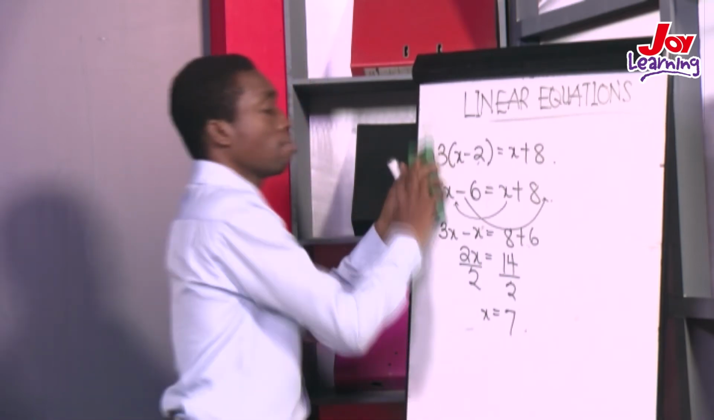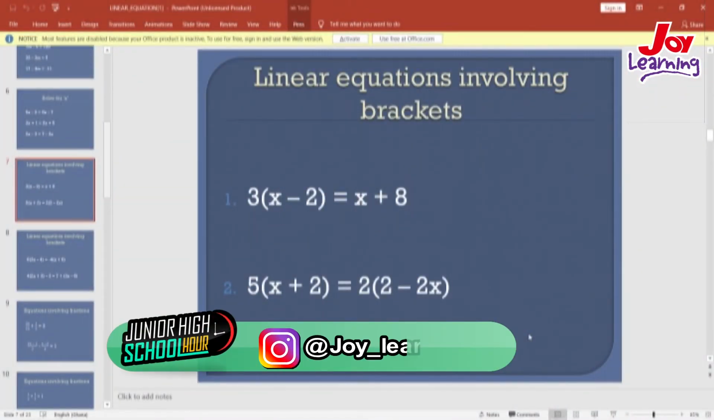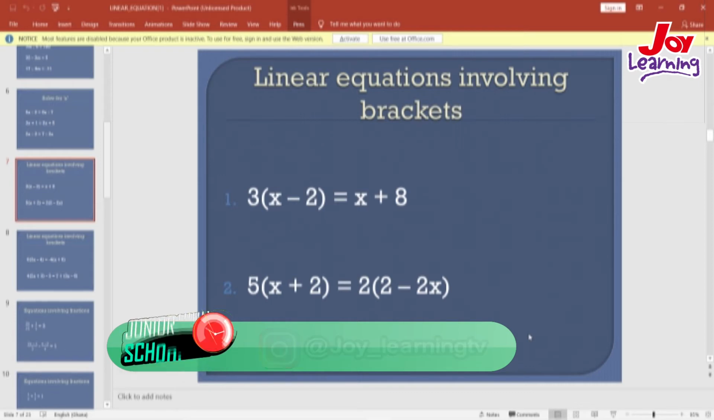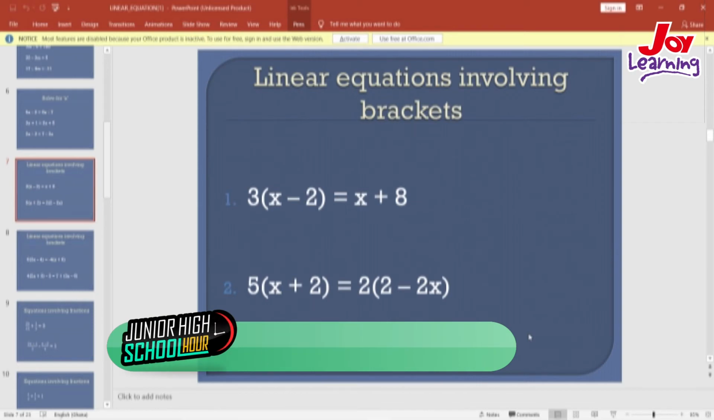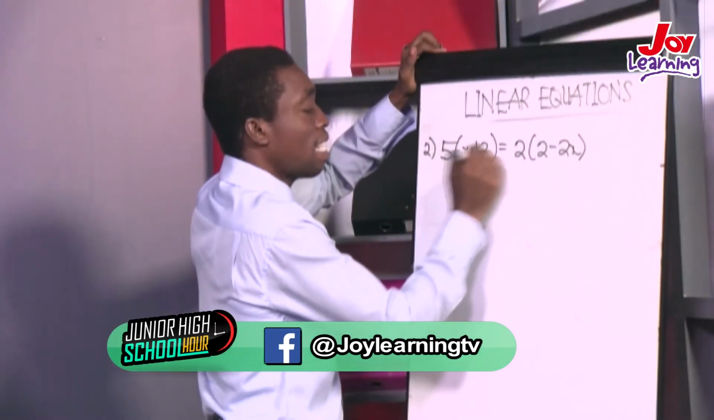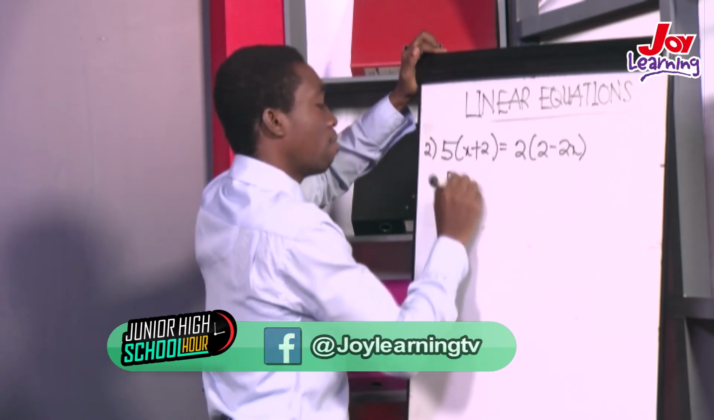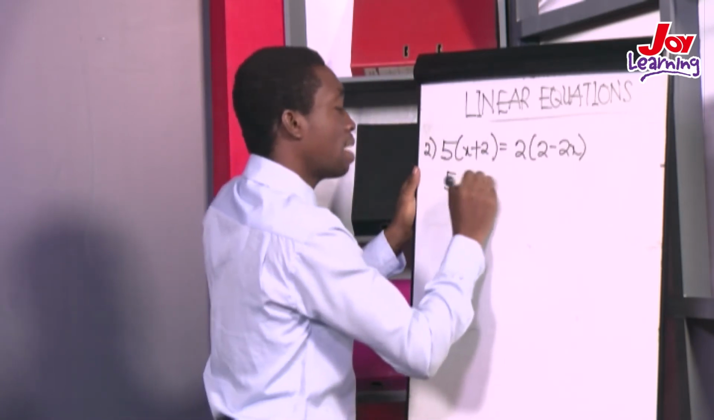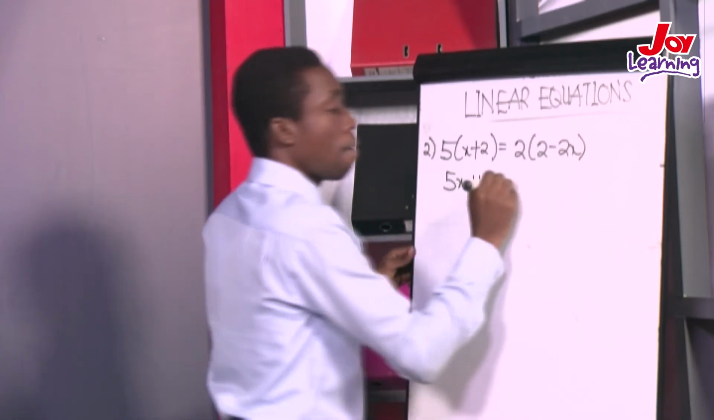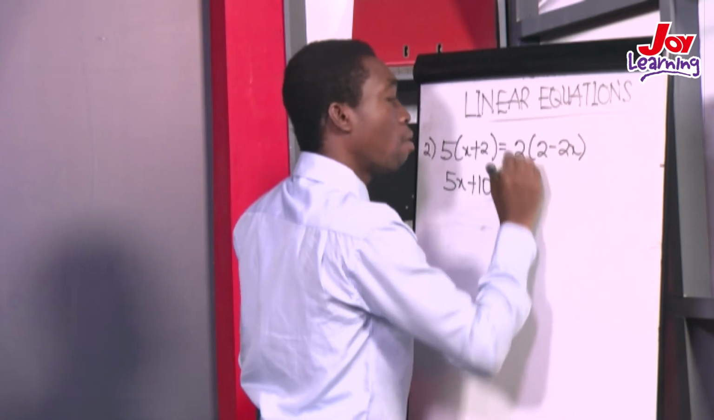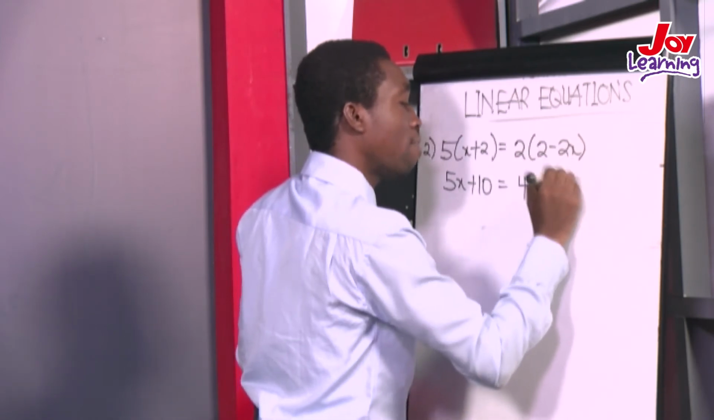Let's look at the second one. For number 2, we have 5 into bracket x plus 2 to be equal to 2 into bracket 2 minus 2x. So 5 multiplies every term within the bracket. 5 multiplies x, and then 5 multiplies plus 2, so we have plus 10 for that. Then we come here, 2 multiplies 2, we have 4. 2 multiplies negative 2x, we have minus 4x.